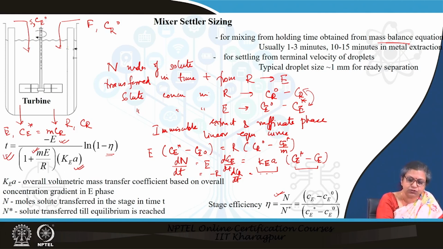From this holding time, once we know the flow rate, we can find out the total, or the minimum, volume that has to be provided in this particular tank. Now, here there is something very important that I would like to tell you. For finding the holding time, we need data on the overall volumetric mass transfer coefficient, which demands data on the mass transfer coefficient as well as the interfacial area. Now, this is not usually readily available.